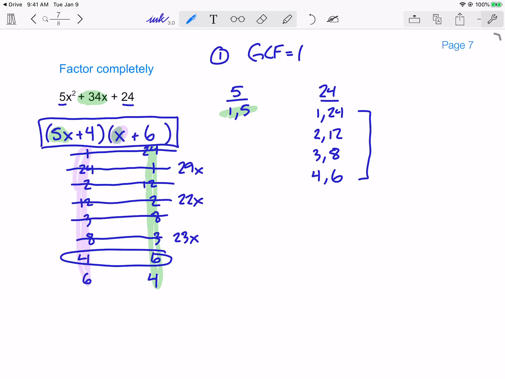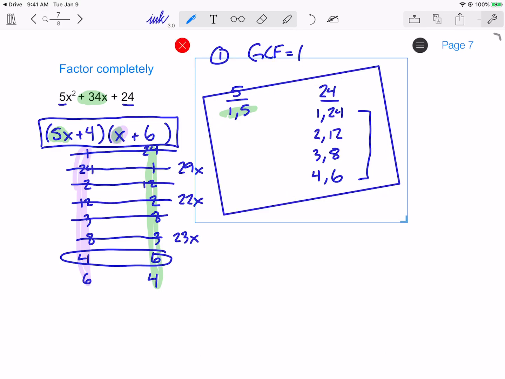Again, always do a quick check. You don't need to do the 5x times the 6 or the 4 times the 6. Sorry, the 5x times the x, because you know that gives you the 5x squared, and you know the 4 times the 6 gives you 24 because you looked at your factor pairs, which is why you did that.